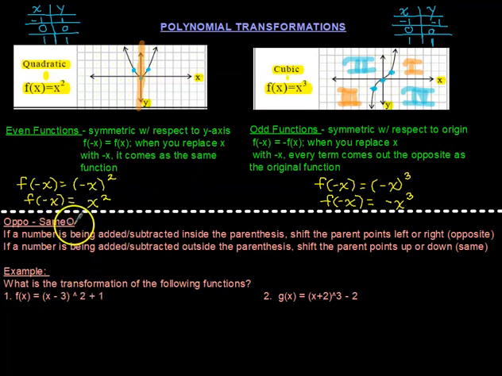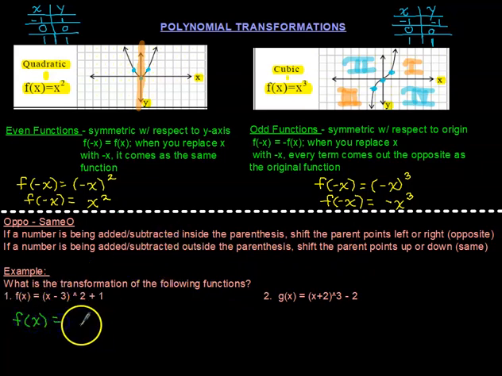I want you to look here: oppo-samo. It's not really anything that's taught in a math book, but it's just a mnemonic device to help you remember. If a number is being added or subtracted inside the parentheses, you go left and right, but you do the opposite. So oppo. And then samo: if a number is being added or subtracted outside the parentheses, you move those points up and down, meaning you do exactly as it says.